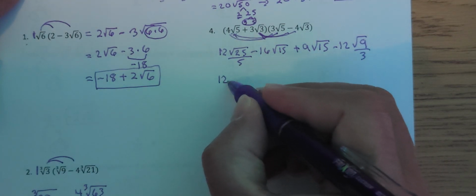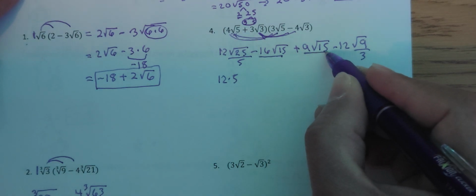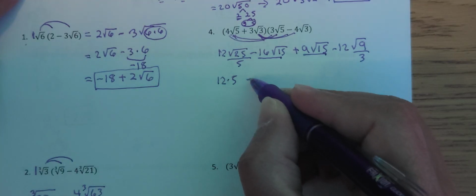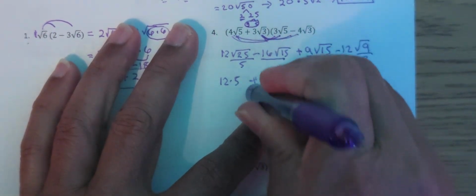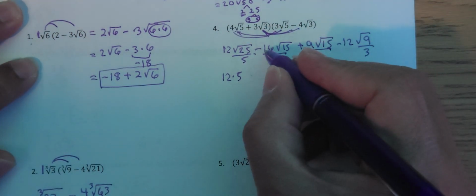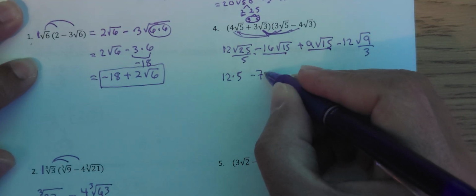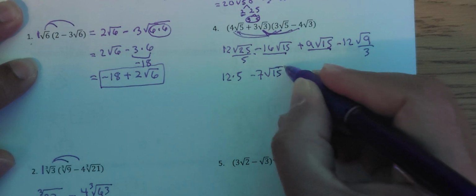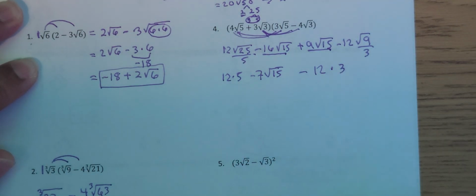So then this becomes 12 times 5, negative 16 square root of 15 plus 9 square root of 15, that's, no, minus actually, because the 16 is negative, so negative 16 plus 9 is negative 7 square root of 15. But then this becomes negative 12 times 3.